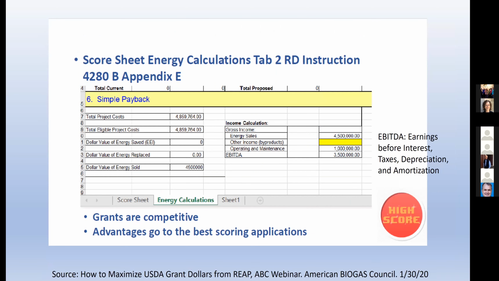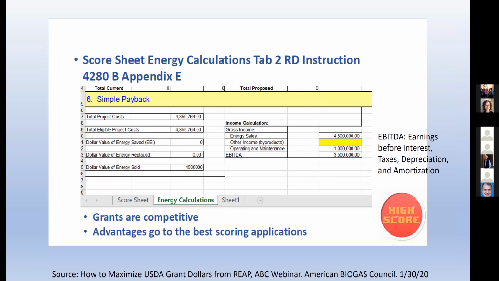And so if you go back to the next one, this is an example of a simple payback. You'd have a total project cost over here, which is about a little under 5 million. I don't know how well you can see that. You look at the dollar value of the energy sold, and so you'd look at gross income, energy sales, and your operating costs, and that would give you your EBITDA, which is earnings before interest, tax, depreciation, and amortization.